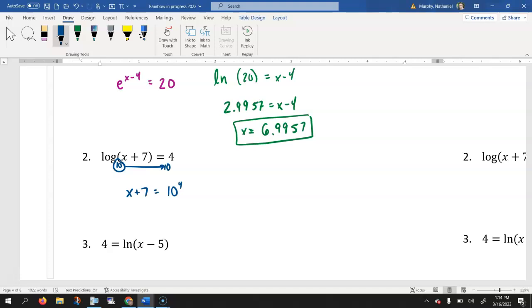So if you don't have me as your teacher, a very simple trick to change something from logarithm form to exponential form is, remember, logarithms are always equal to your exponents. So if you just take your base and drag it over to the other side, then the log disappears. We'd have 10 to the 4th on the right, or 10,000. So now I can just subtract 7 from both sides, and we get 9,993 is our answer for x.